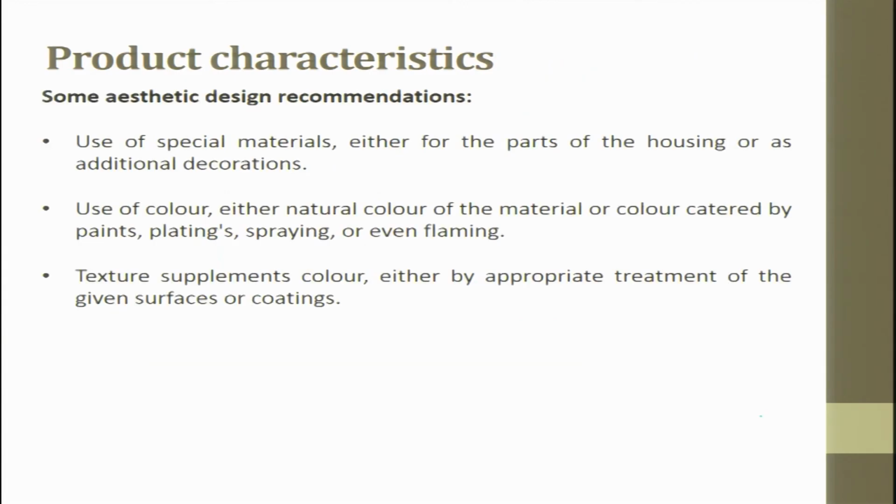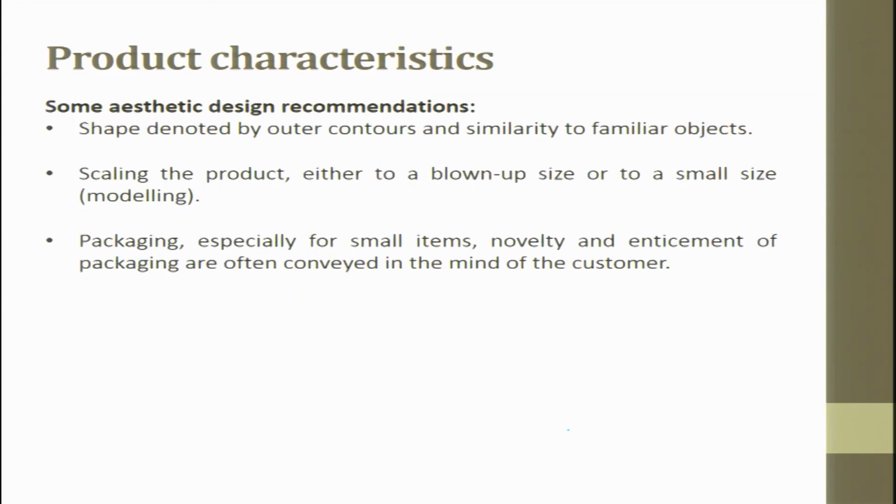Some aesthetic design recommendations: use of a special material, either for parts of the housing or as additional decoration. Use of color, either the natural color of the material or color created by paints, plating, spraying, or even flames. Texture supplements color, either by appropriate treatment of a given surface or coating. Shape, denoted by outer contour and similarity to familiar products. Scaling the product, either to a blown-up size or to a small-size model. So, these are some aesthetic design recommendations.